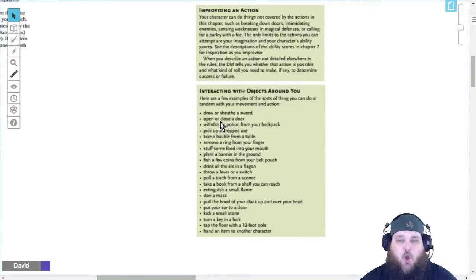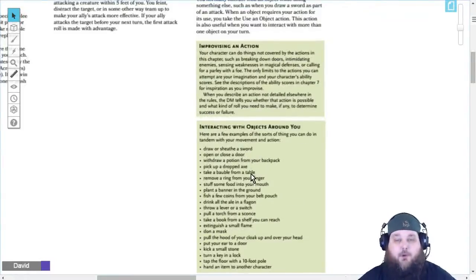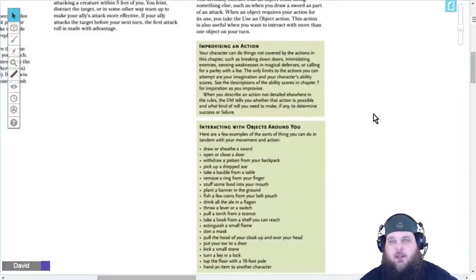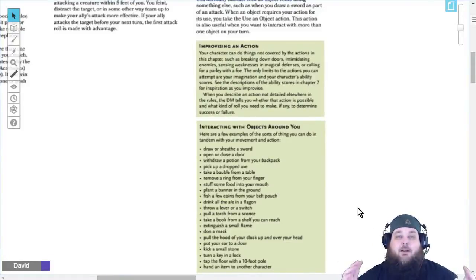Draw or sheath a sword. Open or close a door. Withdraw a potion from your backpack. Now, if you withdraw a potion from your backpack, that's when you're going to use an object action to drink the potion. Piece of cake. It's not like in other editions where you have to use a minor action to pull a potion out. It's literally part of your movement. You can pick up a dropped axe, take a bauble, remove a ring from your finger, stuff food into your mouth, plant a banner in the ground, and so forth. And these do not provoke attacks of opportunity. Really nice. I love the way that they coupled interactions with objects with movement.